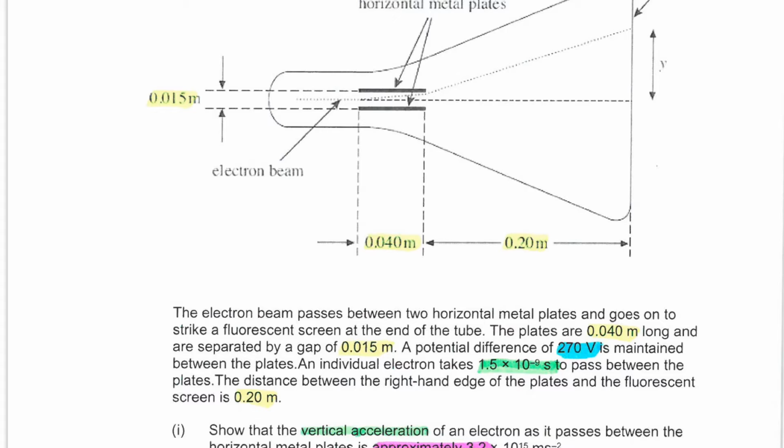This value is not given within the diagram. An individual electron takes 1.5 times 10 to the minus 9 seconds to pass between the plates. And the distance between the right-hand edge of the plates and the screen is 0.20 meters.